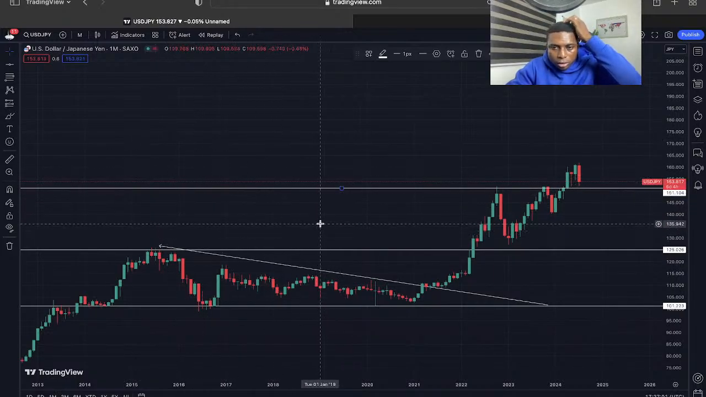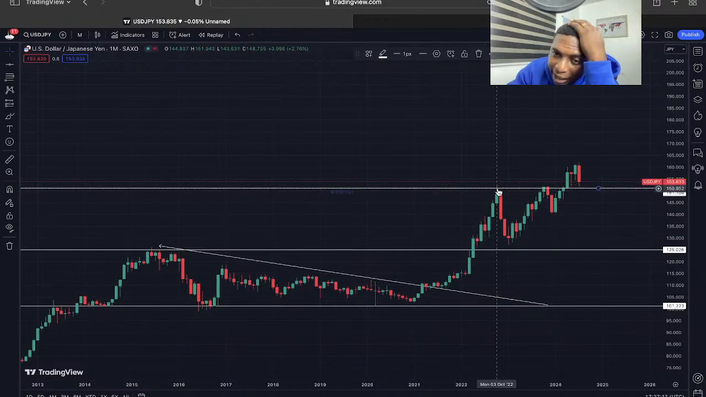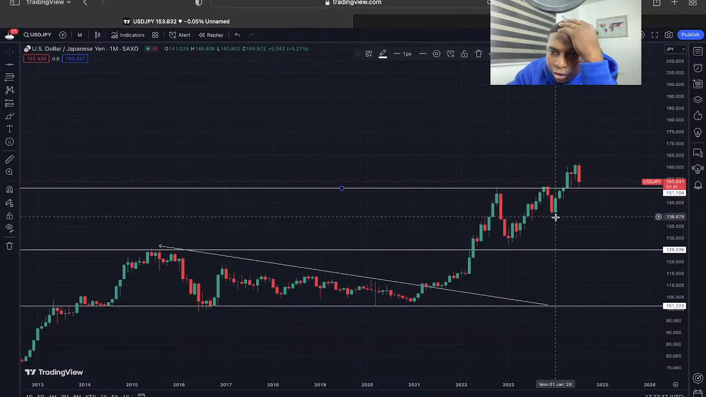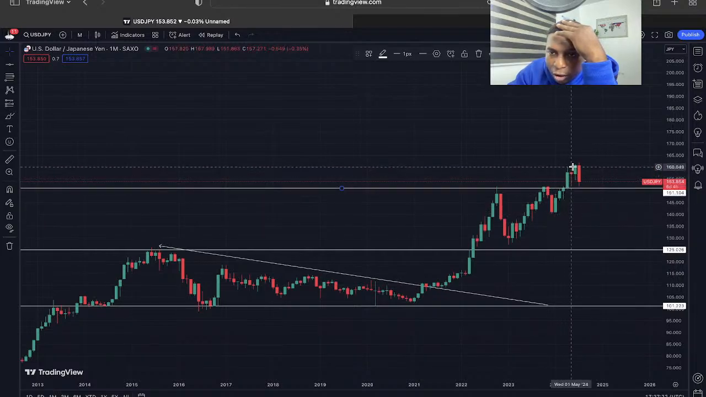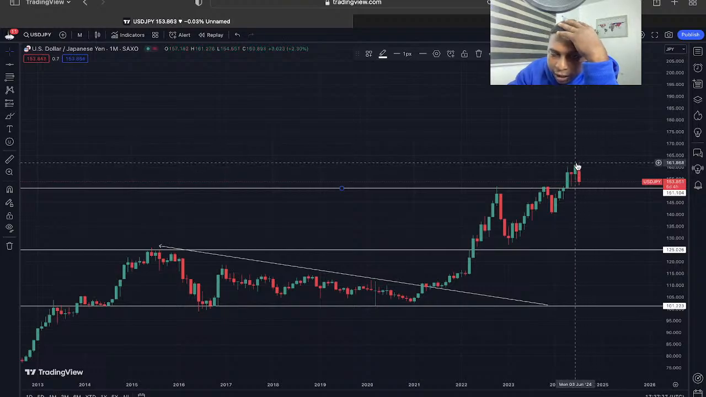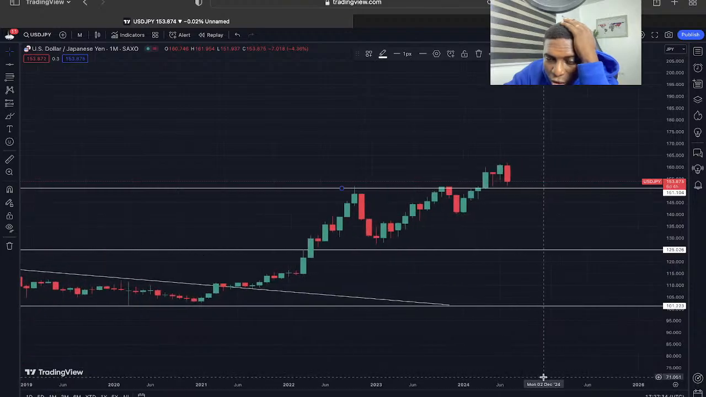Now we can see that after it broke out from this resistance zone and went up, it came down to retest that zone. Now it went up again to the new all-time high it created at 151, then retraced back to 140, and then picked itself up again until 161, before retracing back to retest the 151 zone, which it's currently trading at, 153.